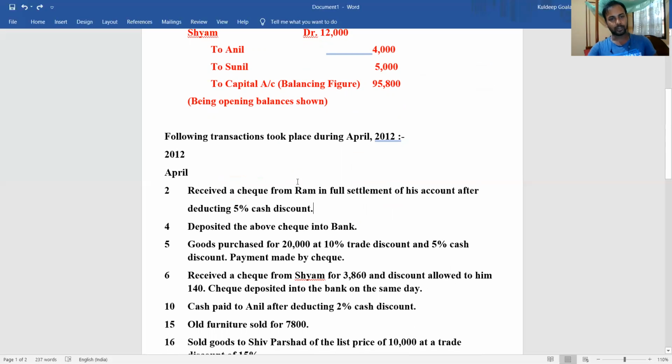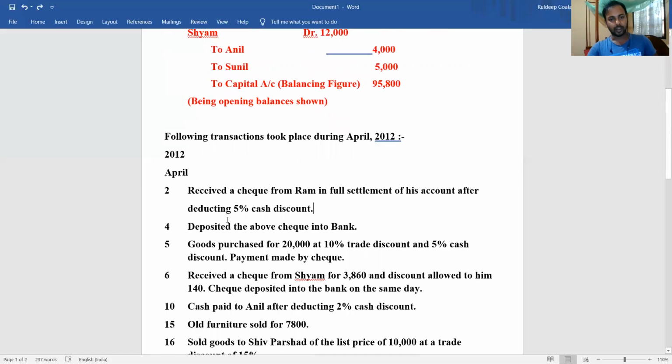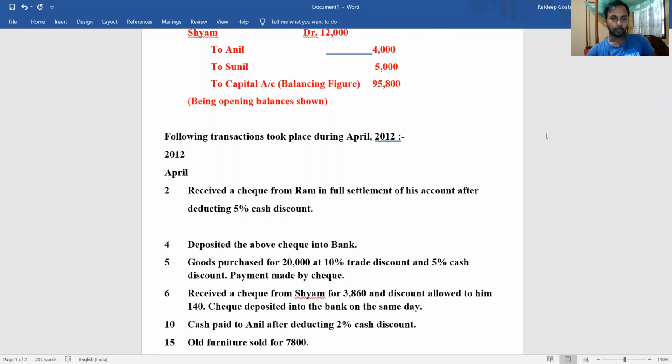Now we saw that Ram was supposed to pay how much? See, it is given here. Ram was supposed to pay us 8,000 rupees, right? And how much is he paying us? He is paying us after deducting 5% cash discount, right? So let's find out what is the amount he is going to pay. First we have understood the meaning, now we'll find out the items first, then we'll go for that.